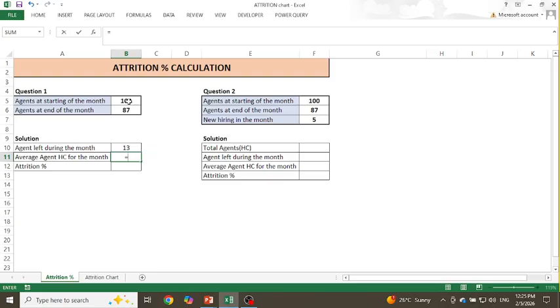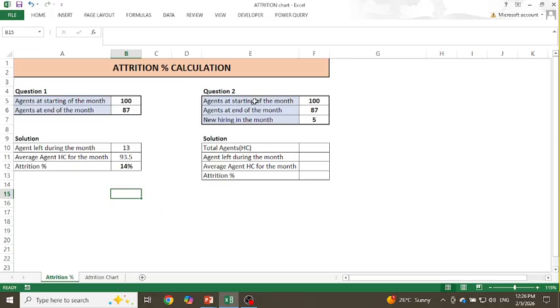Average headcount of the month, how will we find it out? The formula is agents at the starting of the month plus agents at the end of the month, divided by 2, equal to 93.5, which is our average headcount for the month. Okay, so my attrition percentage is 13, the people that left during the month, divided by the average headcount of the month. Let me change it to a percentage. So we have 14% attrition.